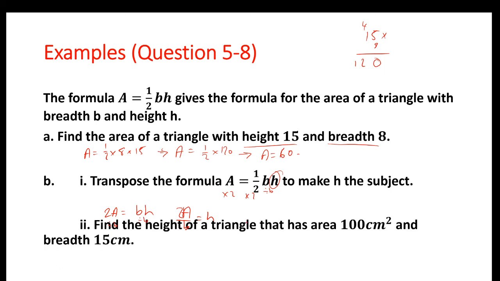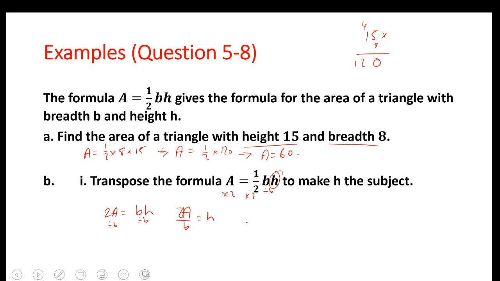I'll do that one again, but I'll do it a bit higher up. So timesing both sides by 2, which is the opposite of timesing by a half, because remember, timesing by a half is like dividing by 2, so the opposite of that is timesing by 2. So we get 2A is equal to BH. Then I'm going to divide by B and divide by B, and that's going to give me 2A over B is equal to H.